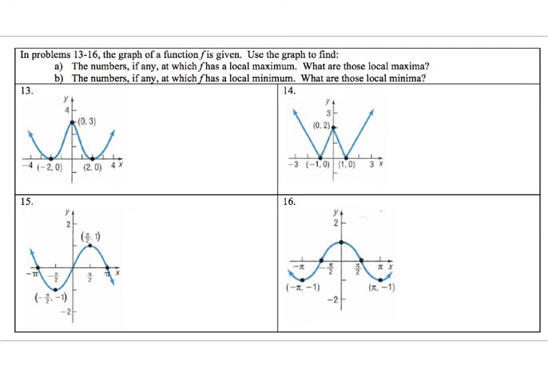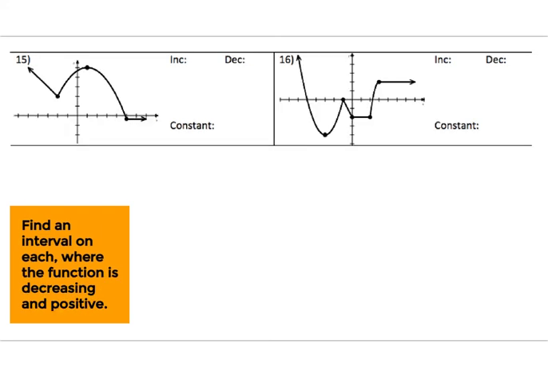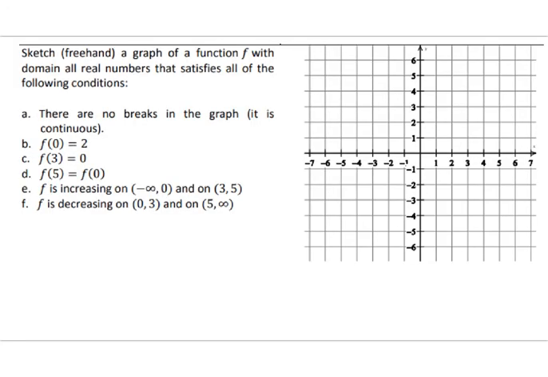Here's some more on max and min values, highest and lowest parts of our graphs, and trying to make some sense of that. All of these graphs keep going past what we can see on the graph, so please take that into account when considering max and min values. This is more of the same, where we're finding increasing, decreasing, constant, positive, negative, and in this one we're not doing concavity. More of the same, and more sketching.